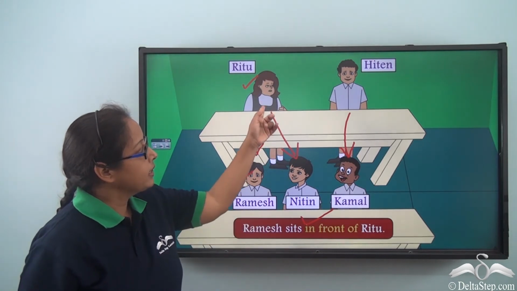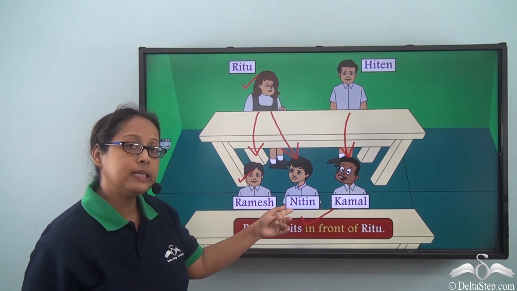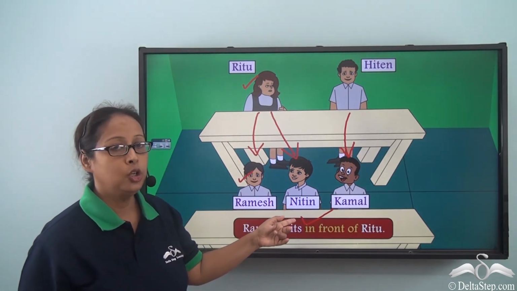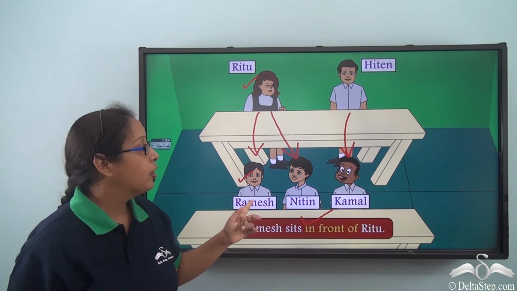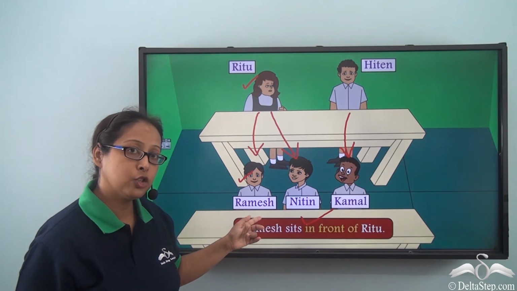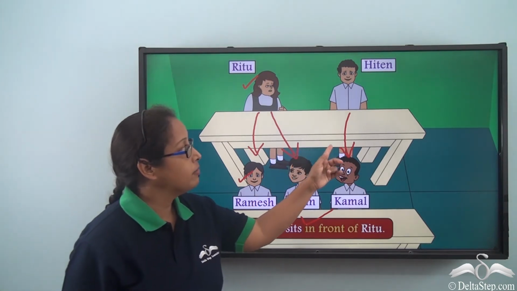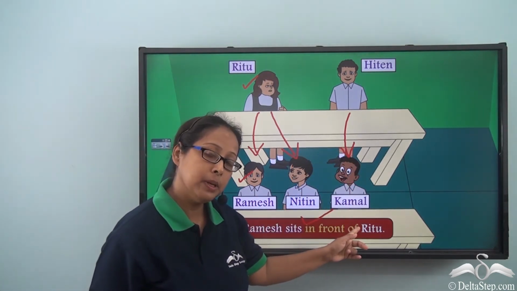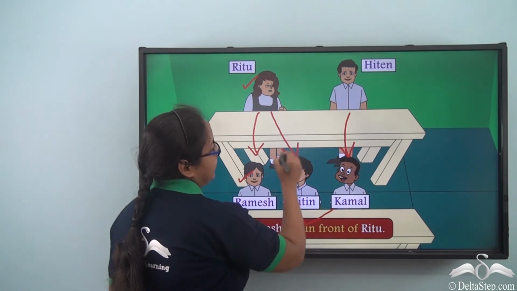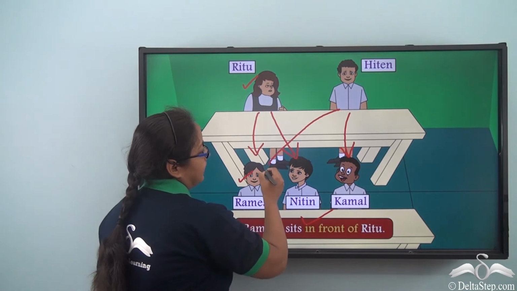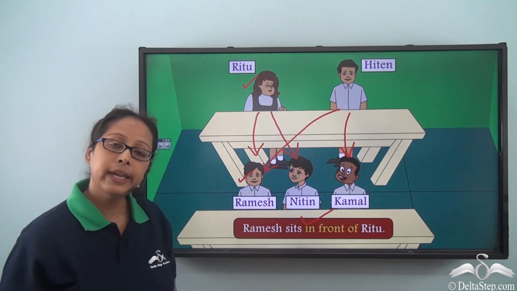Is Nitin sitting in front of Ritu or is he sitting ahead of Ritu? No, that is not the case. So who is sitting in front of Ritu? It is Ramesh. And who is sitting in front of Hitin? It is Kamal. Can I say that Ramesh is in front of Hitin?